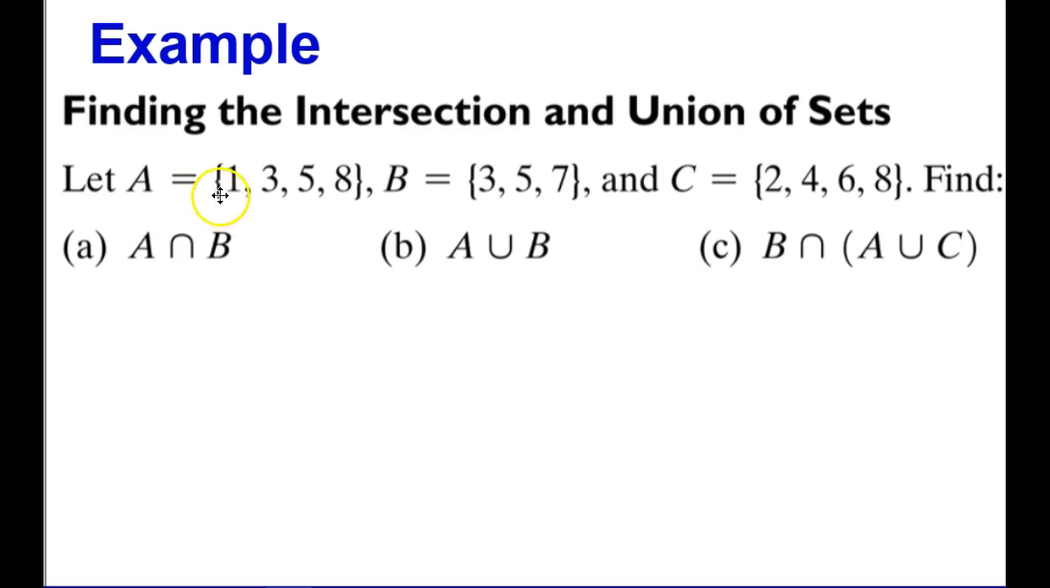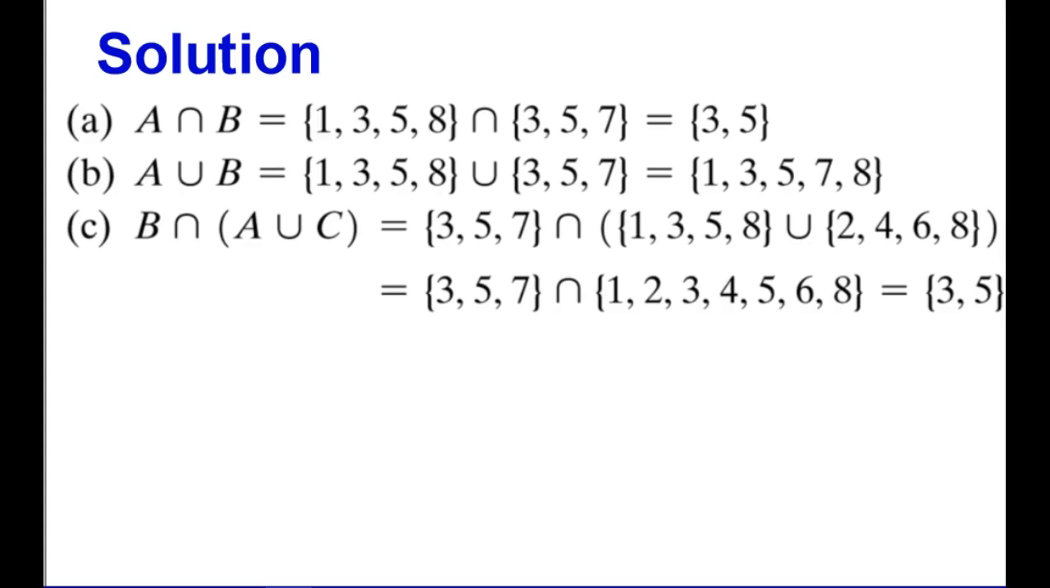Here's A. Set A is 1, 3, 5, 8. Set B is 3, 5, 7. And set C is 2, 4, 6, 8. First, again, let's look at this upside down U. The upside down U tells me it's the intersection. So I want to find the intersection of A and B. And remember, intersection is the pieces that are the same. Let me see if I have the solution on this next page. I do. So here we have the solution.